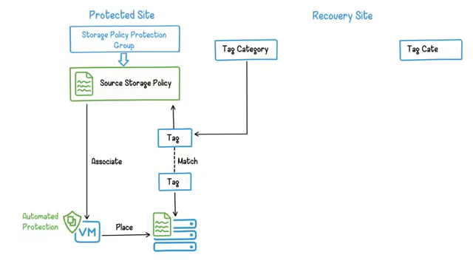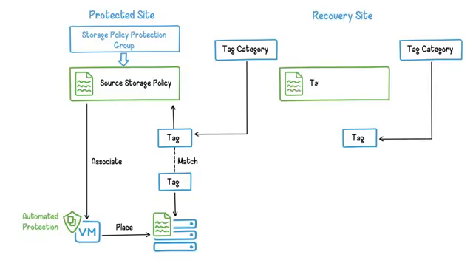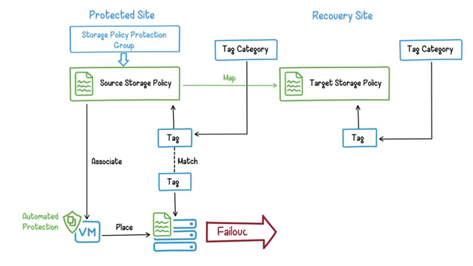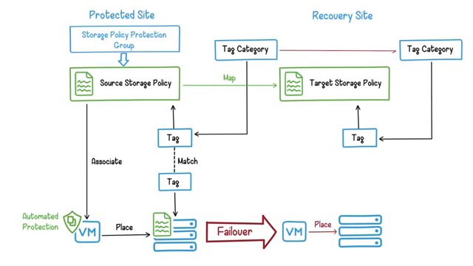On the recovery site, create a tag category and a tag with the same names as in the protected site. Then, create a storage policy by associating the tag with it. Next, map the storage policy on the protected site to the policy on the recovery site. When a failover occurs, Site Recovery Manager brings up the target data store with all the VM files.